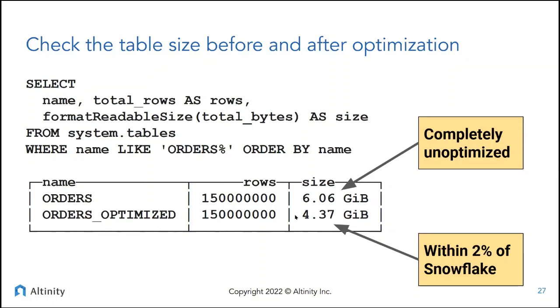It turns out the optimizations I did on the table get it within 2% of the size that Snowflake records when you look at the table in the Snowflake client. So that's pretty good. It also reflects well on Snowflake, because Snowflake does that kind of optimization more or less automatically. I'm sure they played around with it, but it happens more or less automatically.